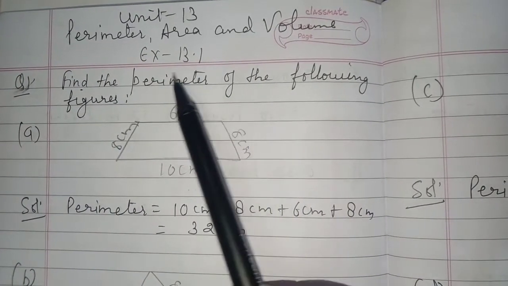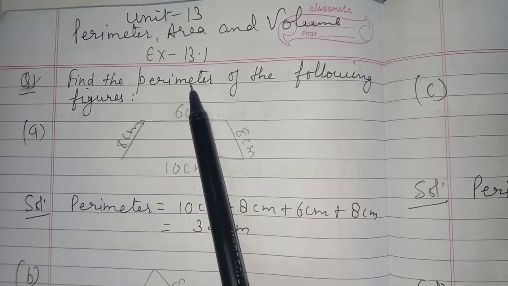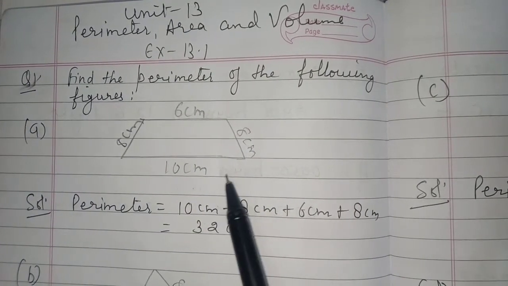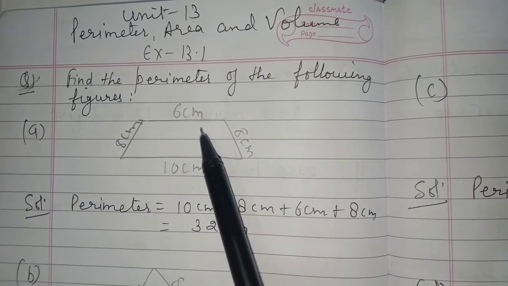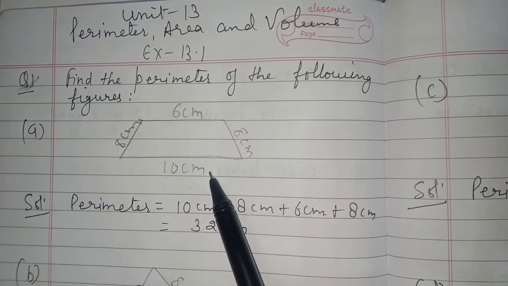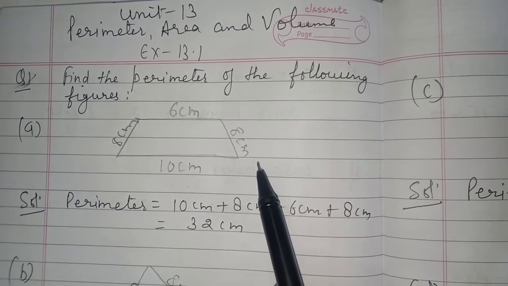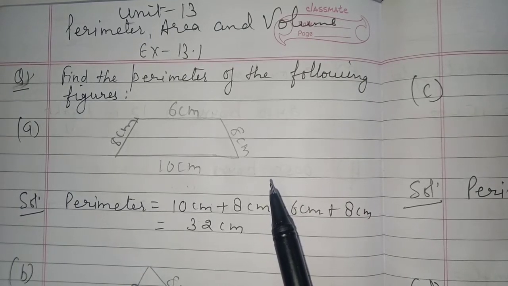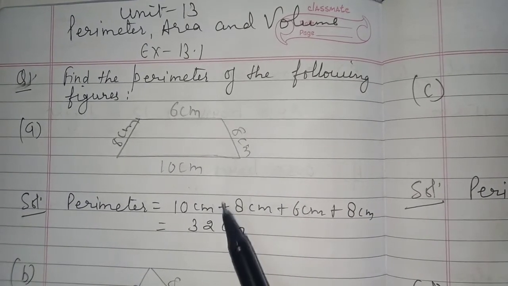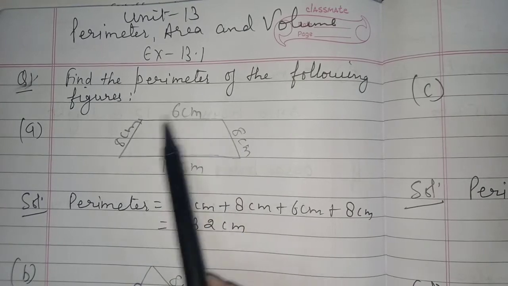Exercise 13.1, question number 1. Find the perimeter of the following figures. Now, the first figure is a four-sided figure. So, it is a quadrilateral because it is made up of line segments, and this is a polygon. So, how to find the perimeter? We have to add the lengths of all the sides.